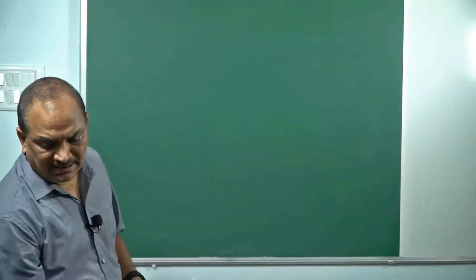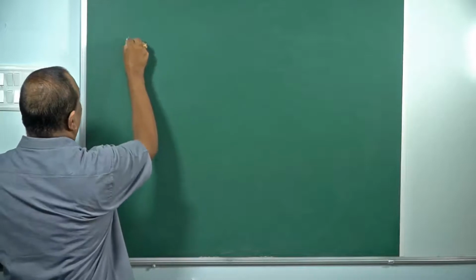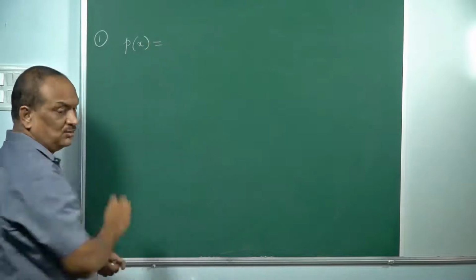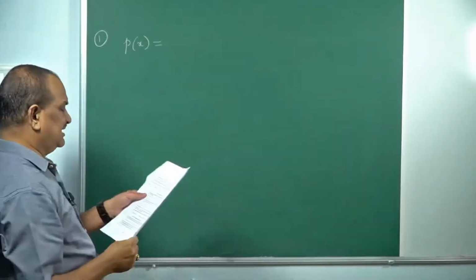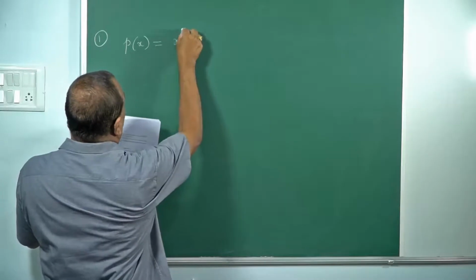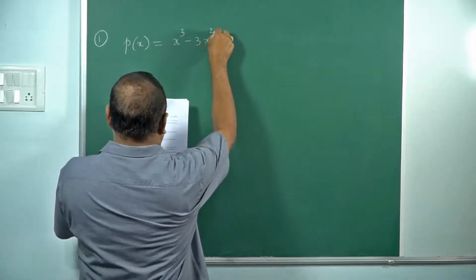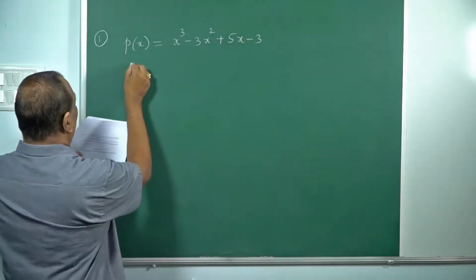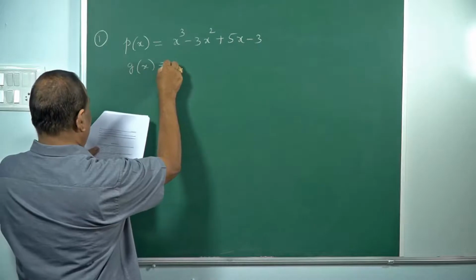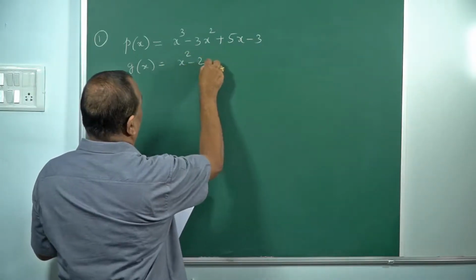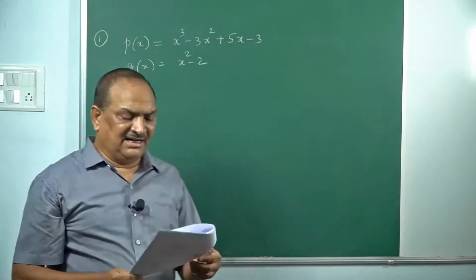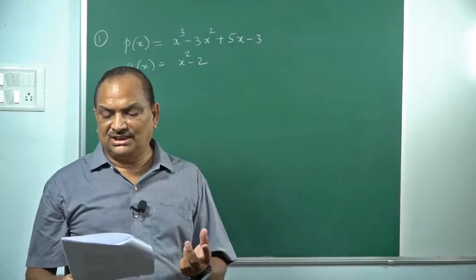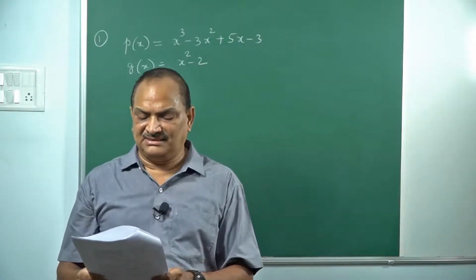And one polynomial is given as p of x. This is exercise 2.3. P of x is equal to, you are given x cube minus 3x square plus 5x minus 3. This is one polynomial. And there is another polynomial, of course, g of x, x square minus 2. And he is asking, divide the polynomial p of x by the polynomial g of x and find the quotient and the remainder. Okay, it's a very, very simple one.